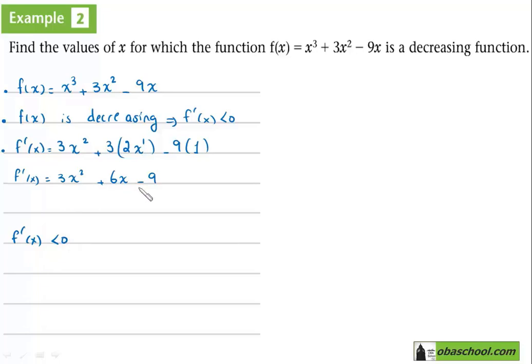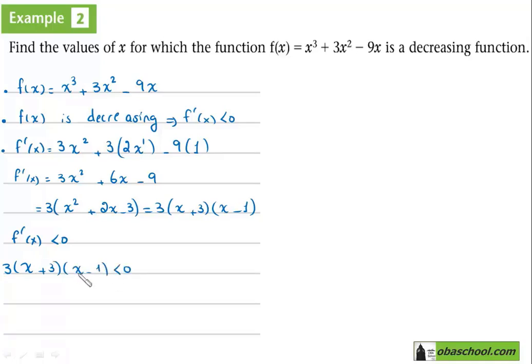However, first we need to factorize. We take the 3 as a common number. Then we write x squared plus 2x minus 3. We are searching for factors, where if we multiply them, we will get minus 3, and if we add them, we will have plus 2. So, x plus 3 and x minus 1. We need to prove the following: 3 times x plus 3 into x minus 1 is less than 0.